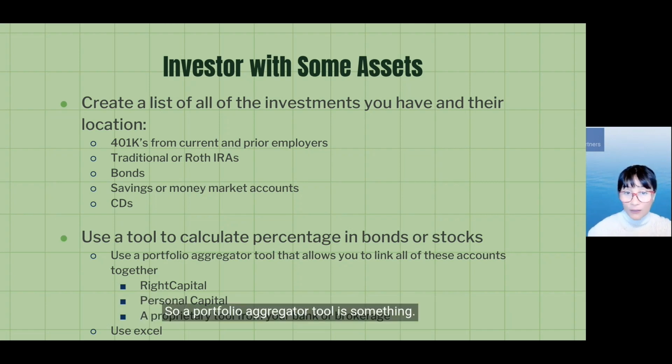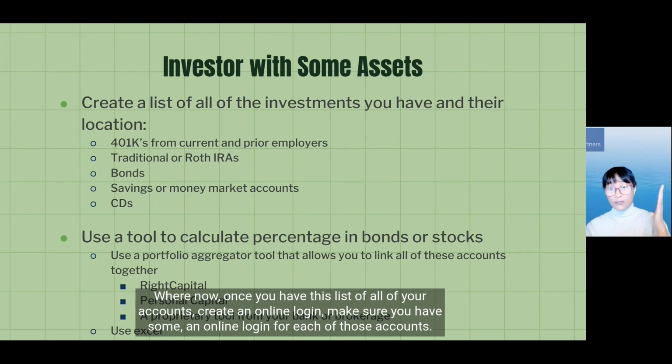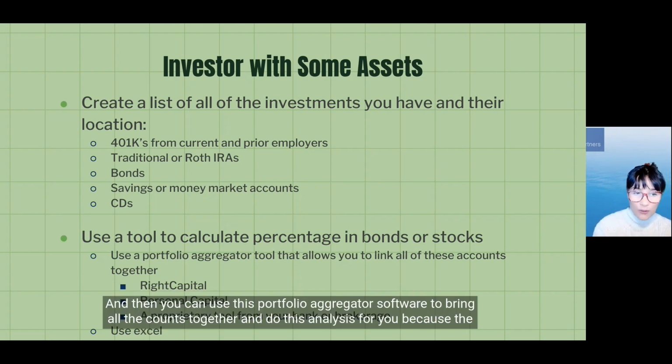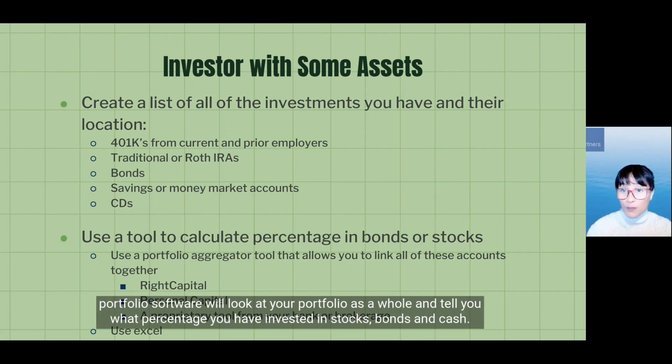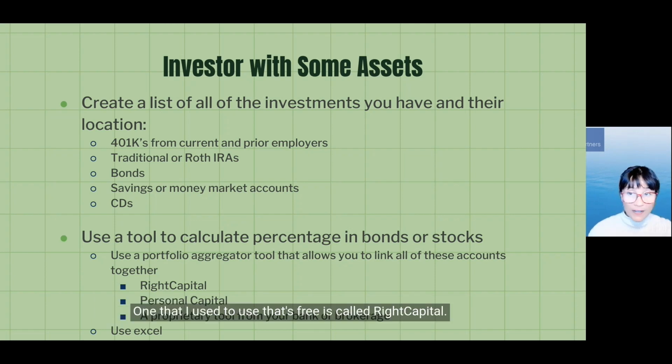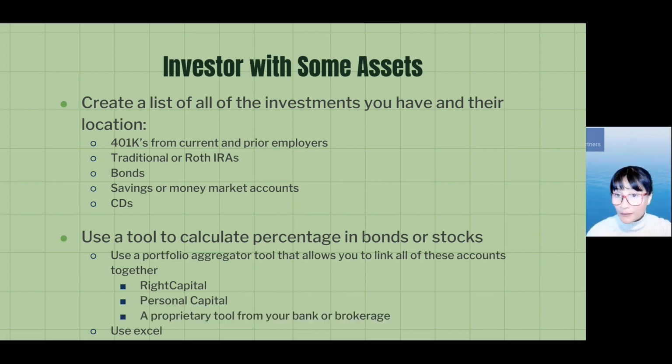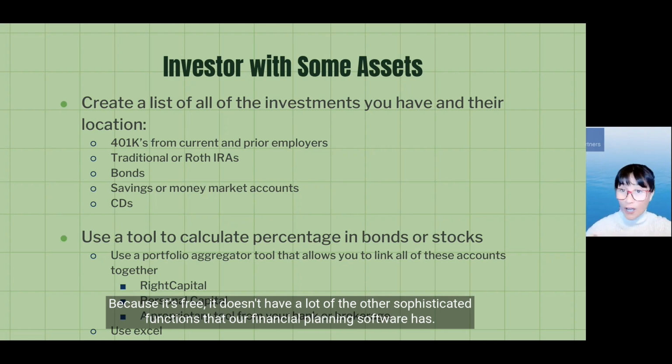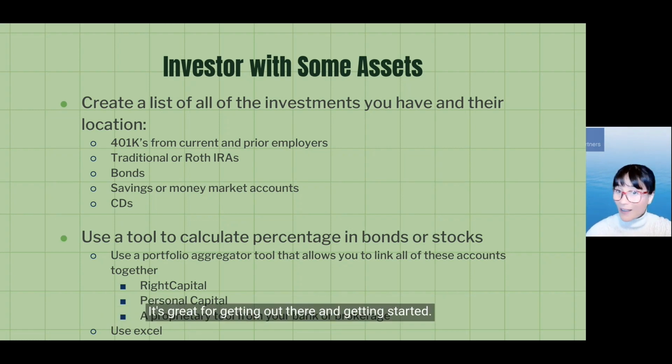So a portfolio aggregator tool is something where, once you have this list of all of your accounts, you create an online login, make sure you have an online login for each of those accounts, and then you can use this portfolio aggregator software to bring all the accounts together and do this analysis for you, because the portfolio software will look at your portfolio as a whole and tell you what percentage you have invested in stocks, bonds, and cash. One that I used to use that's free is called Right Capital. And because it's free, it doesn't have a lot of the other sophisticated functions that our financial planning software has. But it's great for getting out there and getting started.